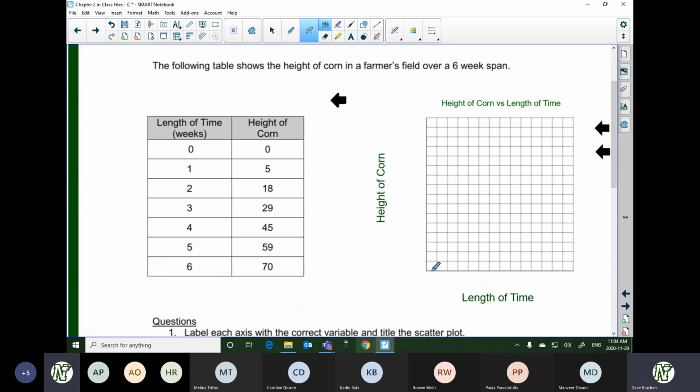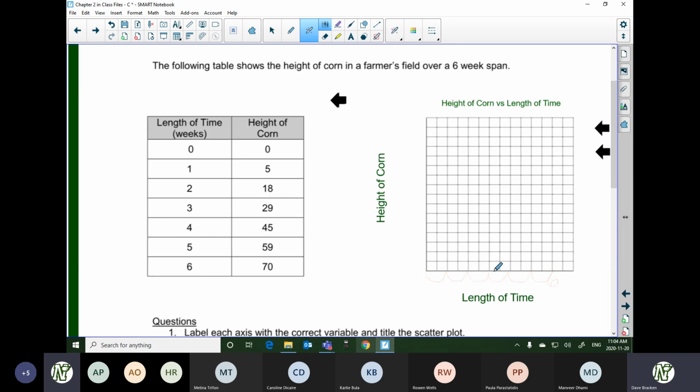Every few lines. Yes. What if we went 0, this is 1, this is 2, this is 3, this is 4, this is 5, then my 6 becomes this line right here. I like that scale a little better. It spreads out your data, okay? You don't want to cram it in.